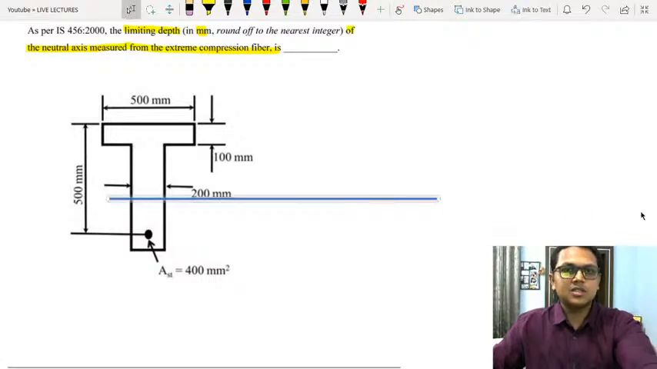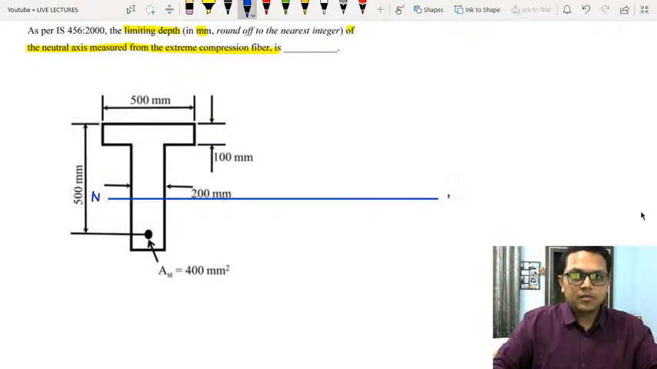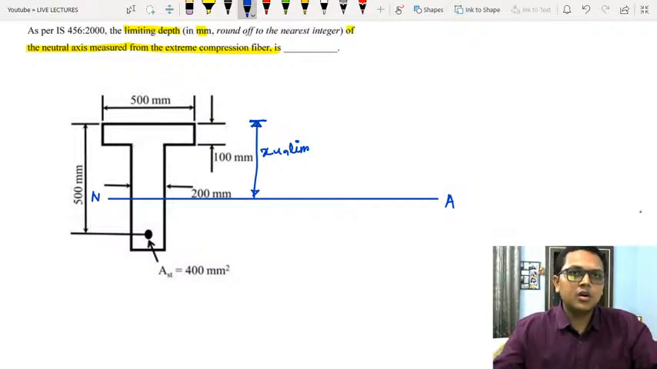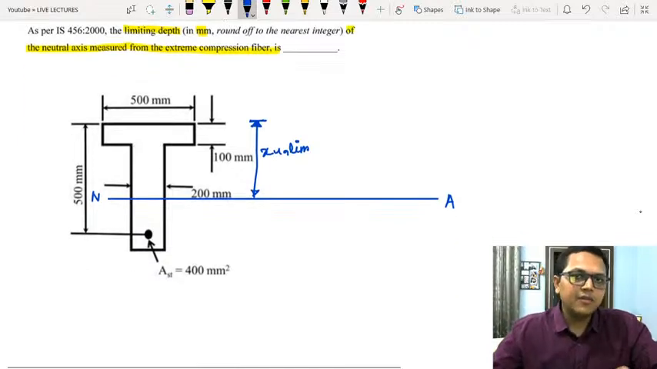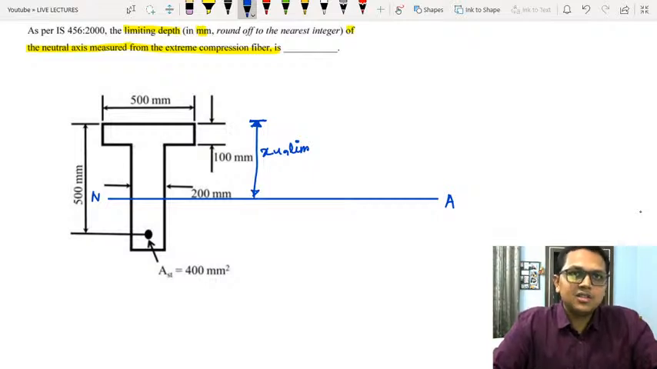So let us assume this is the neutral axis. So this is the limiting depth, Xu limiting, which is required to be found. Now the limiting section, or the section having a neutral axis at a limiting depth, is the section in which both the steel and the concrete will reach the yield strains or the failure stage simultaneously.